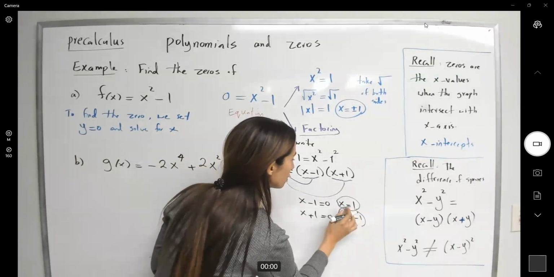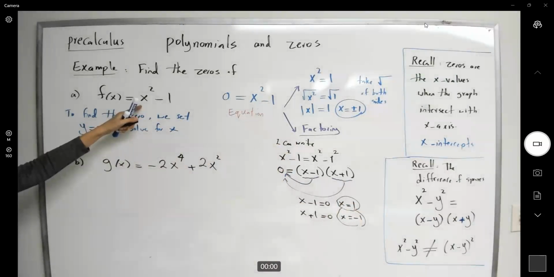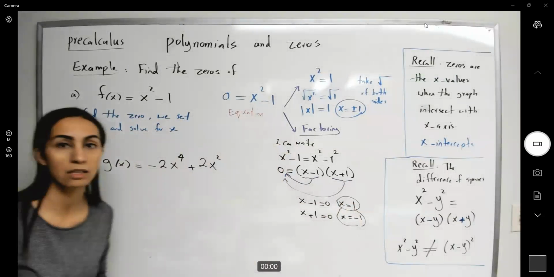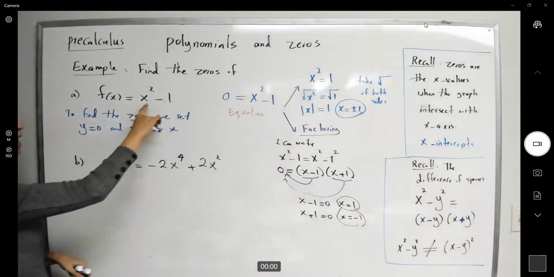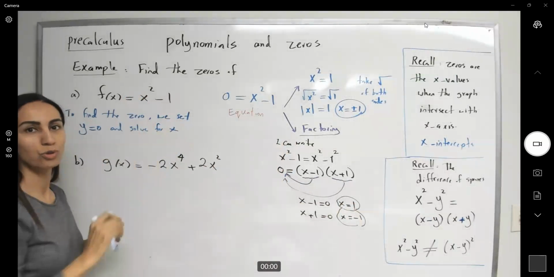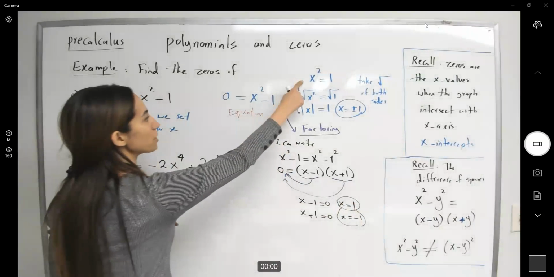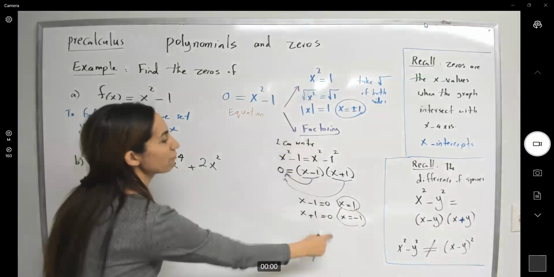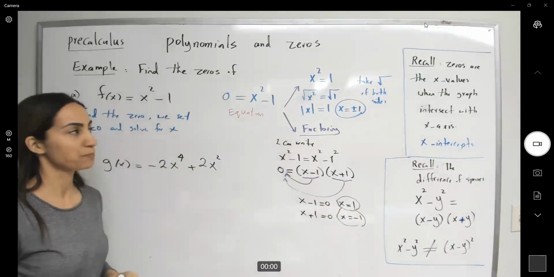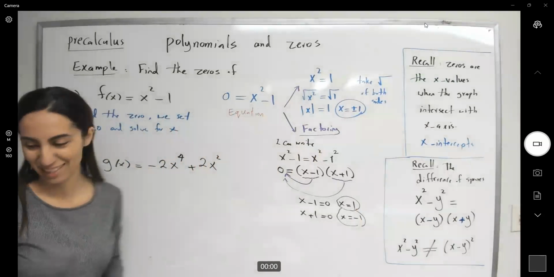We found 2 zeros for this function. What's the meaning of that? It means that the graph hits the x-axis at 2 points. Use either the first method or use factoring. It doesn't matter. The answers must be the same.